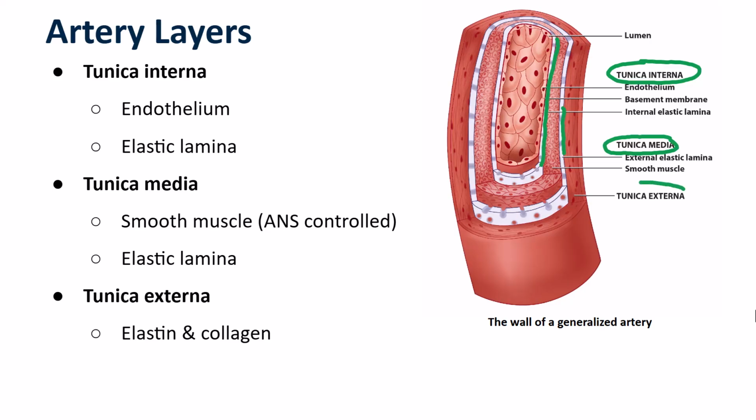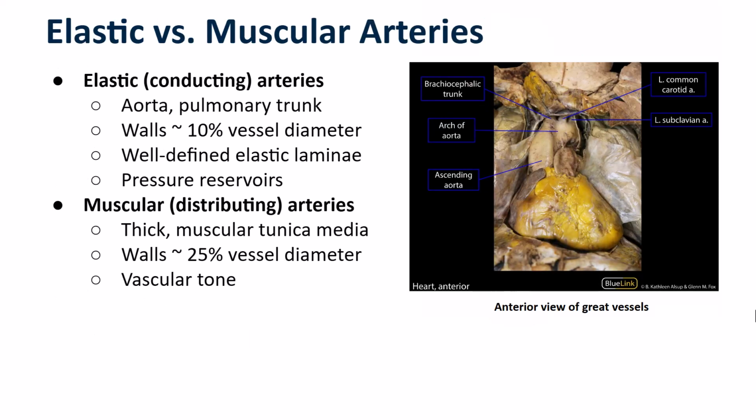The tunica externa is a mix of both elastin and collagen, and sometimes can include vasa vasorum, which are vessels that serve vessels. So these are smaller vessels that serve the walls of the artery. There are different types of arteries, but the general categories include elastic versus muscular arteries.